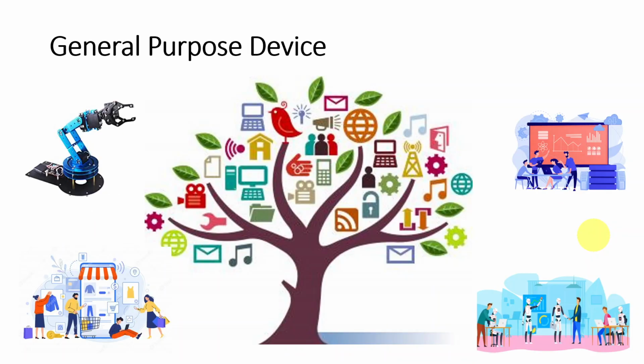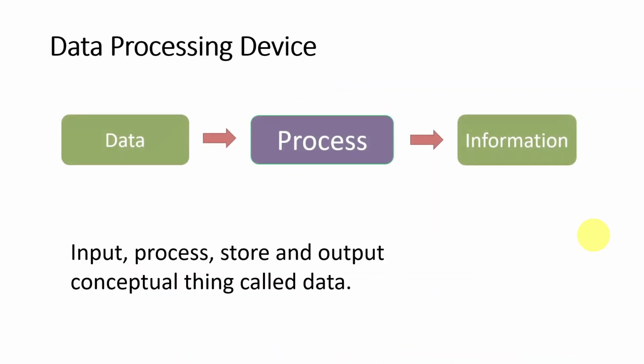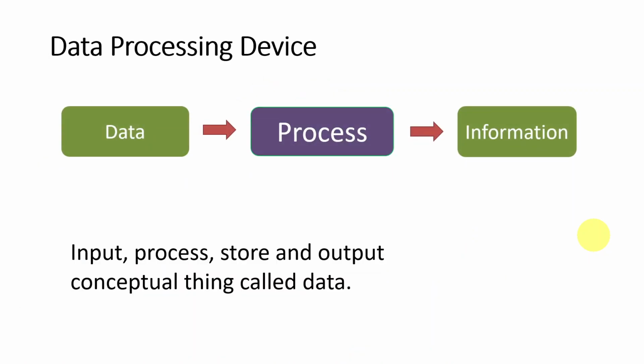And also the modern computer is a general purpose device. So our architecture must facilitate this general purpose nature as well. Computer is predominantly a data processing device. So data is a conceptual thing, and of course the process on data is also a concept. So therefore the computer is quite different from most of the other devices that we use in day-to-day life.